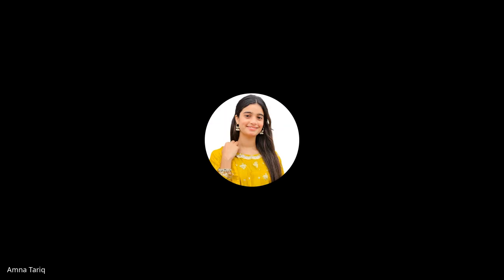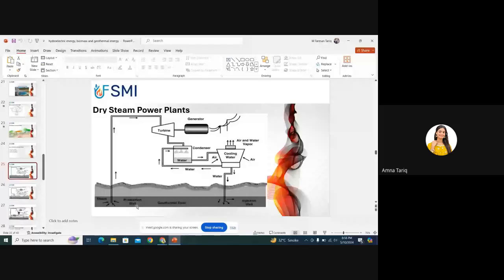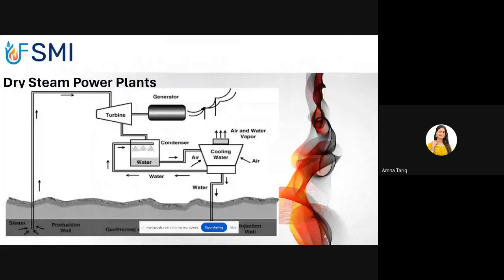I am really sorry, my internet is very poor. Okay, so we start again with this diagram. With the help of this diagram, we understand the dry steam power plant's working process. Okay, so first we see the steam production well.